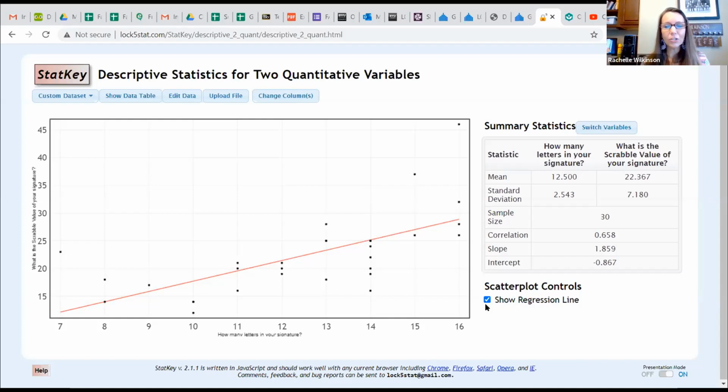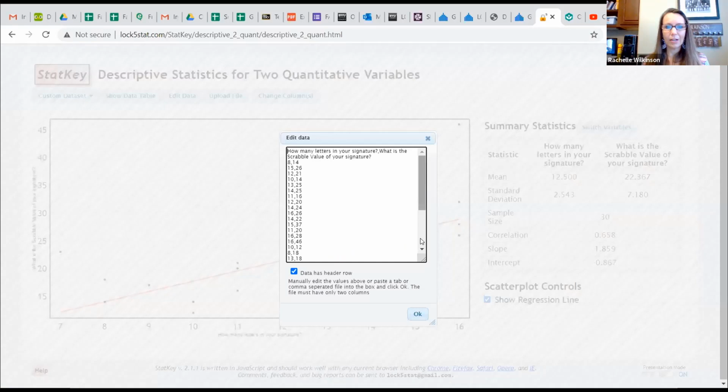Anyway, she has 32 letters in her name, and her Scrabble value is also 32 because every single letter in her name is one of the really common ones, so they're all only worth 1 point. So if she was added to our class, I can add her just by putting her values down here.